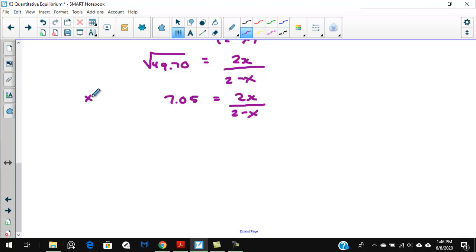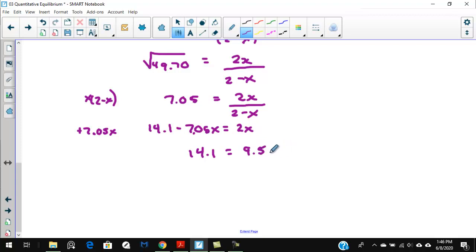And then what we're going to do is multiply both sides by 2 minus x, so we can get rid of this term on the bottom. That means we get 14.1, that's 2 times 7.05, and then minus 7.05x equals 2x. We simplify that again. We just collect up all our x's. So I'm going to add 7.05x to both sides. So that gets me 14.1 equals, sorry, 9.05x.